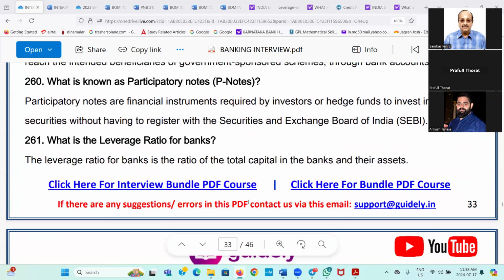260. What is known as participatory notes, P notes? Participatory notes are financial instruments required by investors or hedge funds to invest in Indian securities without having to register with the Securities and Exchange Board of India, SEBI.